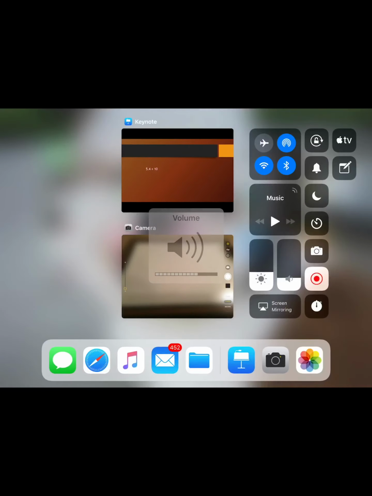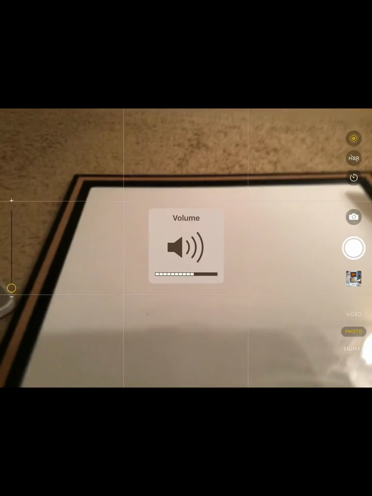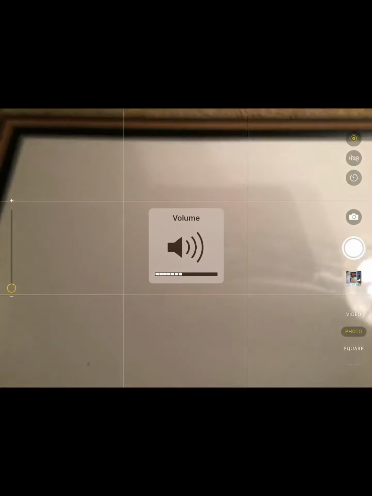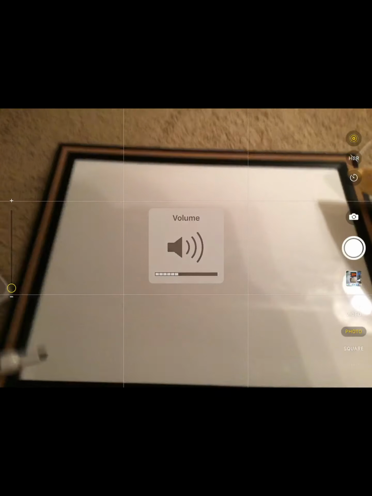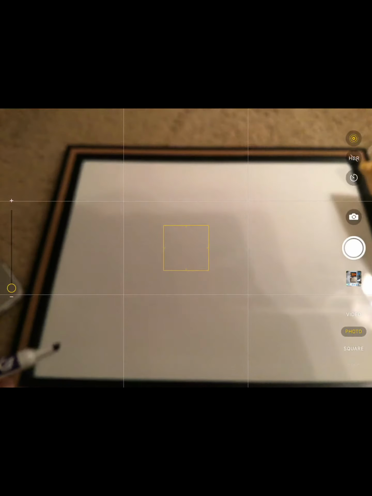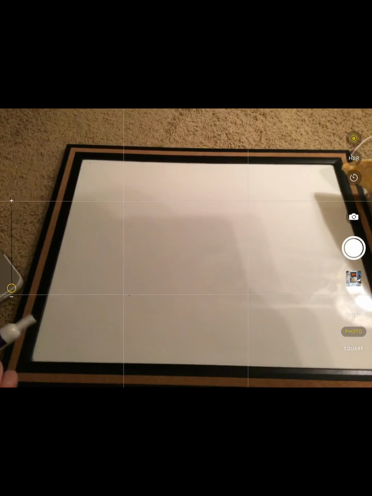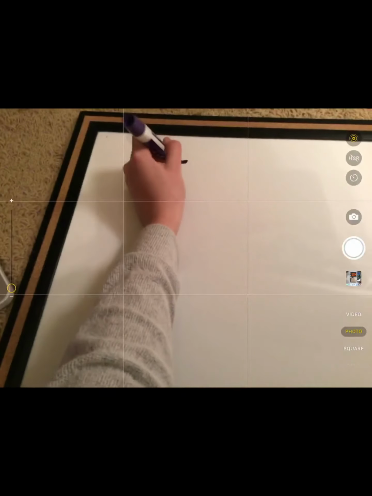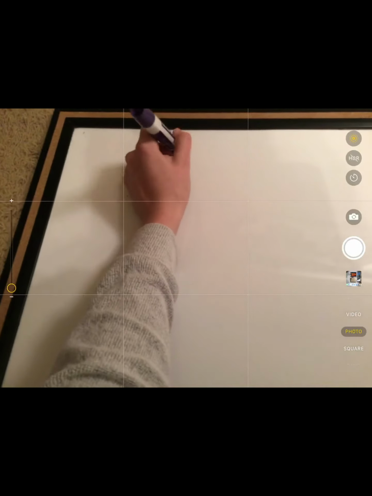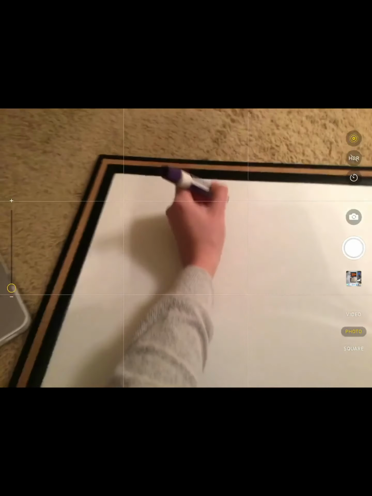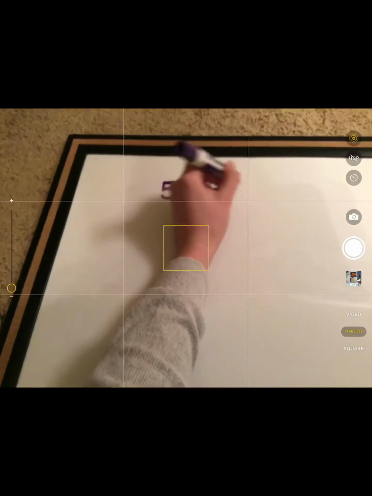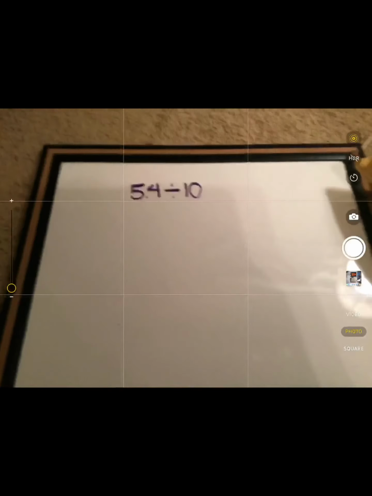So now we are going to take a look at our next problem. Our next problem is 5 4/10 divided by 10. Switch back to my whiteboard. Go ahead and try this one with me. On your whiteboard or scratch piece of paper, go ahead and write 5 4/10 divided by 10.